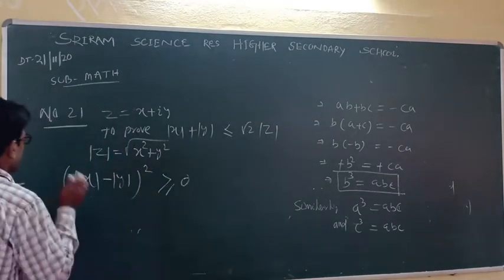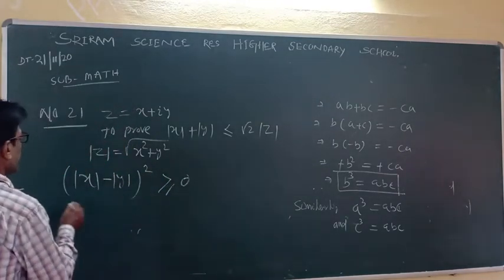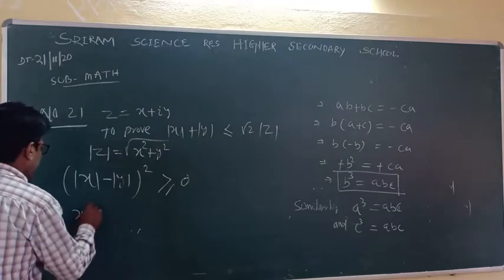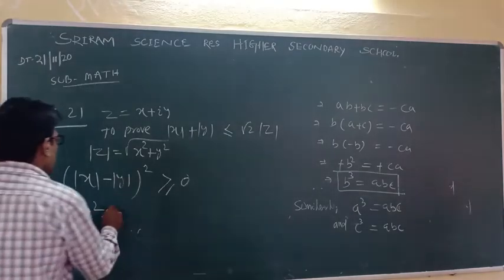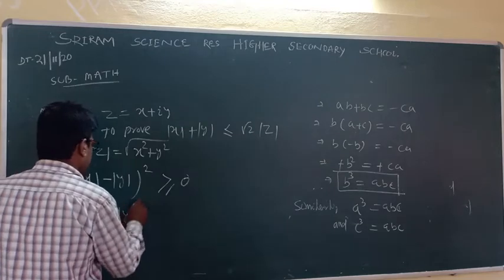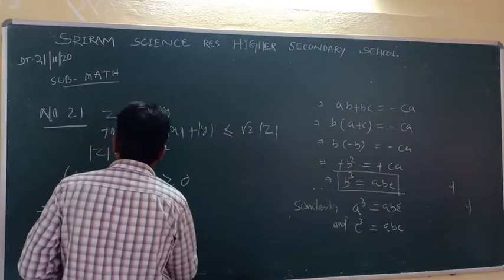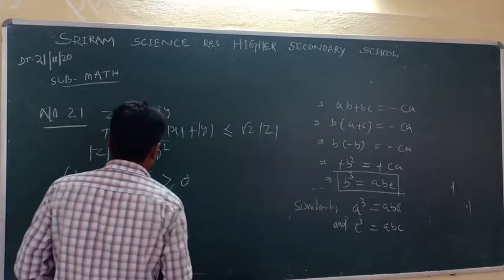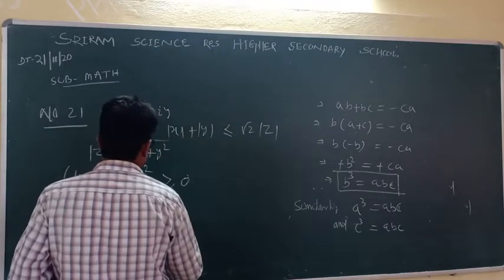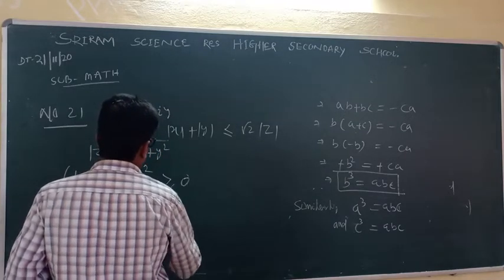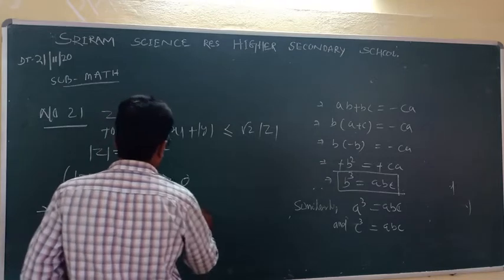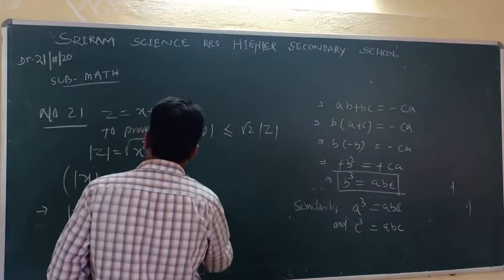Now, that is equal to mod x square plus mod y square minus 2 mod x into mod y, which is greater than or equal to 0.